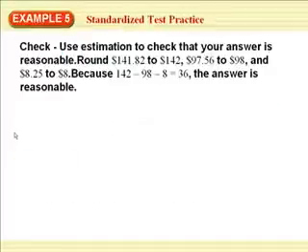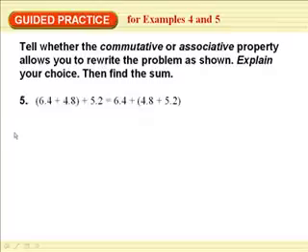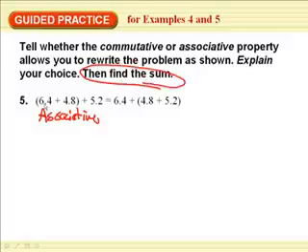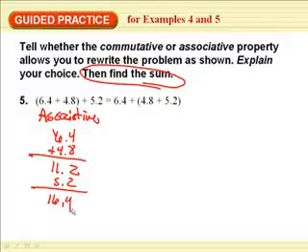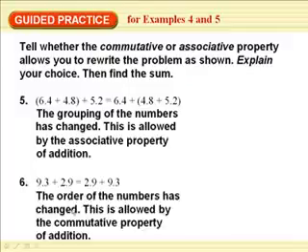All right, so the last, tell whether it's commutative or associative. So this one, they're changing the grouping, so it is associative. So write associative. And then it says, then find the sum. So let's find 6.4 plus 4.8 is 2, carry the 1, 11.2 plus 5.2 is 16.4. Oh, and they don't do that. Sorry, they're switching the order on number 6, so it's commutative.